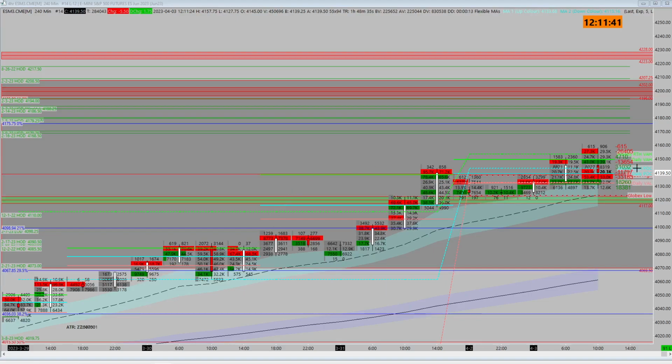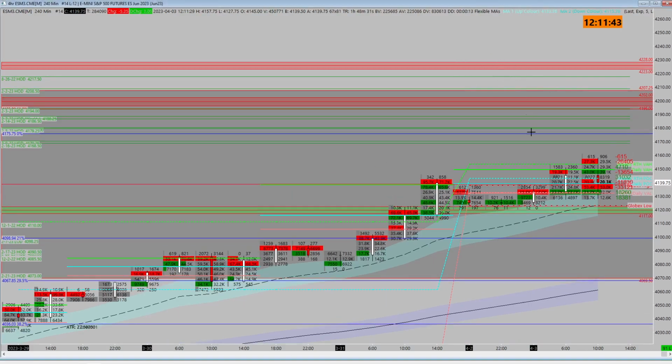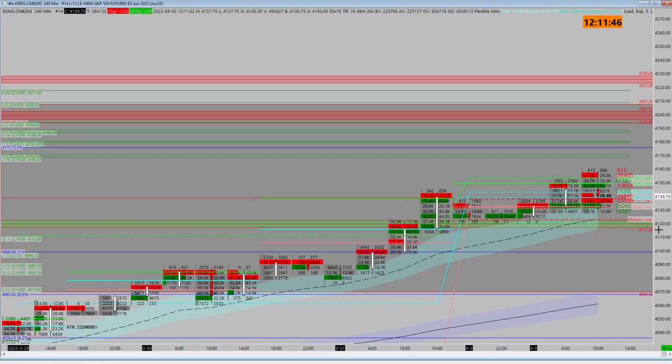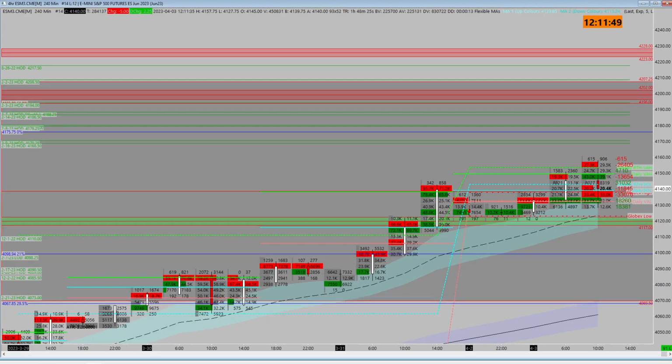Beginning with the daily plan, I had 3 levels in my daily plan: 2 sell zones, and one very cautious buy zone. Now, as you can see, we have not interacted with any of them, which is fine. That happens a lot. So let's take a look at the TPO, and that's where I always start my daily plans.